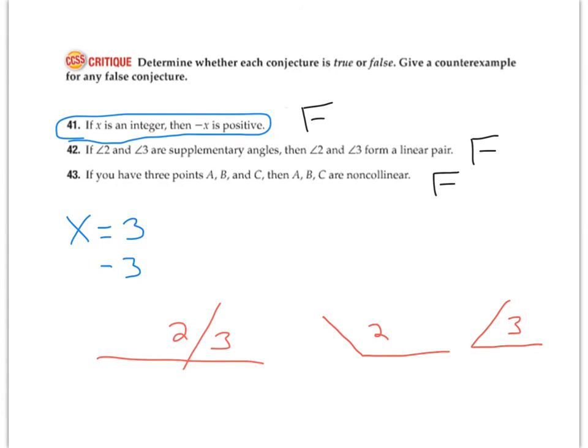And certainly on number 43, if you have 3 points, A, B, and C, then A, B, and C are non-collinear. Certainly I can have A here, B here, and C down here, and that would work where A, B, and C are non-collinear. But what if I cross B out here and put B right here on the same line as A and C? And now, of course, we're going to connect those points on a line, and now A, B, and C are collinear, so therefore there is a counterexample to number 43.